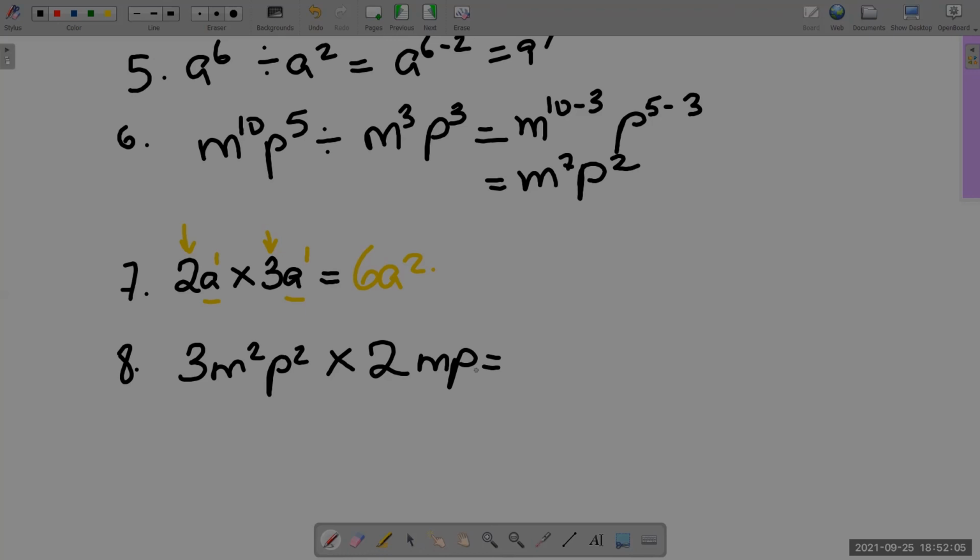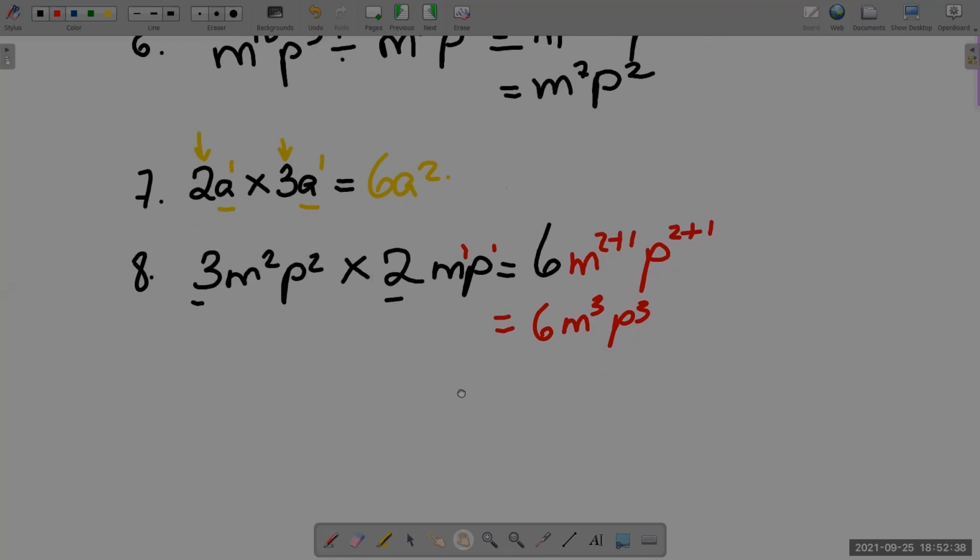All right, so let's take a look at it, right? I'm really happy to see everybody getting the coefficient right because we just said 3 times 2 is 6, right? Then we have m squared, and this one, obviously, because it's m by itself, it has a power of 1, right? So that means it's going to be m to the 2 plus 1. Same thing with the p's. p by itself has a power of 1, so it's going to be 2 plus 1. So your answer is 6 m to the 3rd power, p to the 3rd power. That's what we're talking about, man.